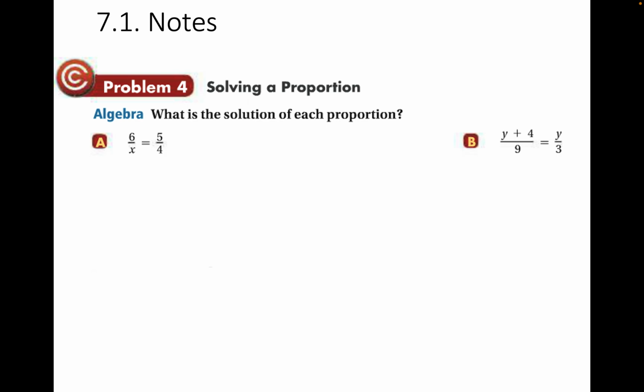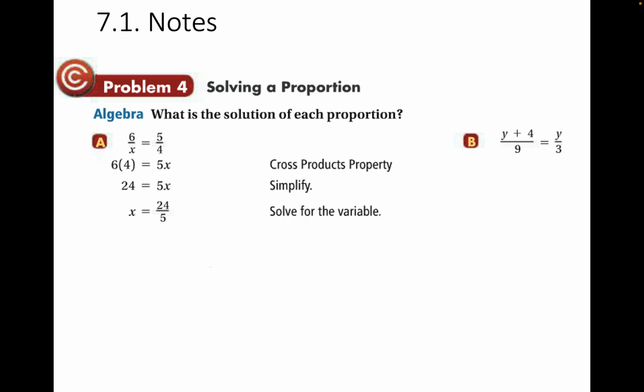All right, let's solve some proportions. To do this, we're going to use our cross product property or our cross multiplication. So for this one, what we can see is that 6 times 4, the product of my extremes, equals the product of my means, 5 times x, using my cross products property. Multiply that out and divide, and I get that x equals 24/5. If I wanted to, I could call it 4.8, but generally in algebra, we just leave it as a fraction, in this case, 24/5.